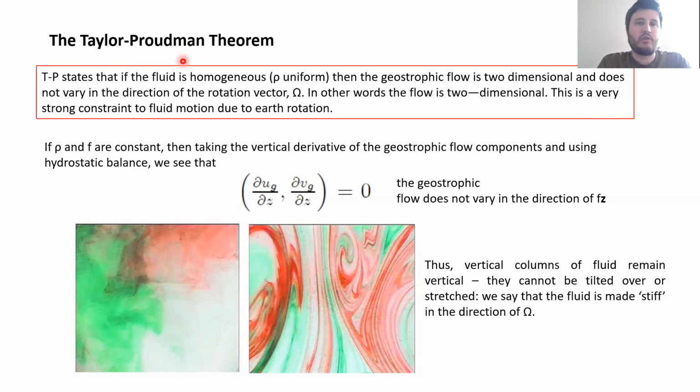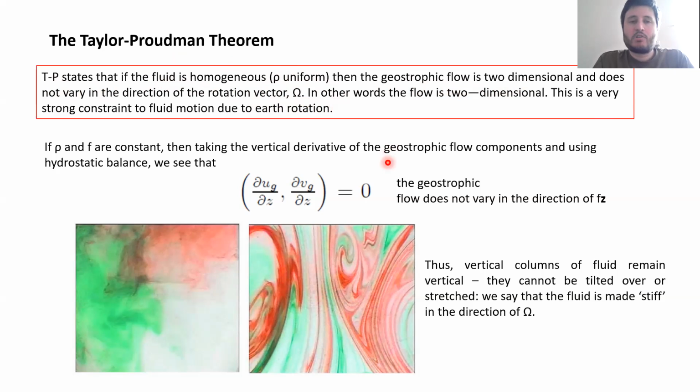called the Taylor-Proudman theorem, that basically states that if the fluid is homogeneous, so we have a uniform density, then the geostrophic flow is two-dimensional and does not vary in the direction of the rotation vector, of the angular velocity vector. In other words, the flow is two-dimensional, and this is indeed a very strong constraint due to the Earth's rotation.